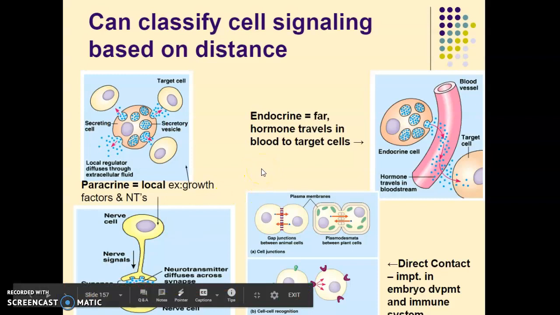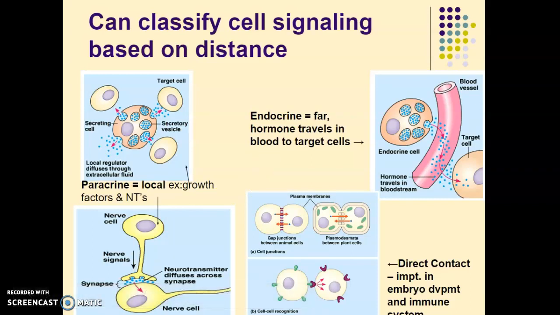So we can classify cell signaling based on distance. And so earlier we talked about unicellular organisms. We're going to move on to multicellular organisms with cell communication. And so with multicellular organisms, they can communicate similarly to unicellular organisms, but they will send their chemical messengers. They can either be sent short distances or they can be sent long distances to target cells.